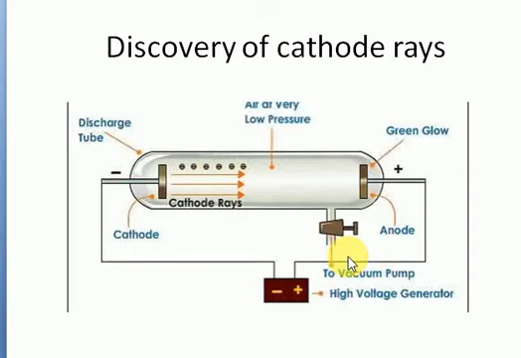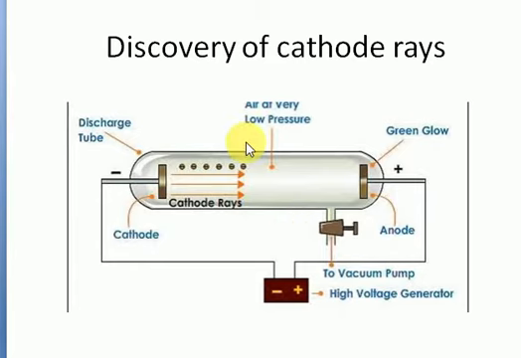Next topic is discovery of cathode rays. The apparatus used for discovery of cathode rays is called a discharge tube or cathode rays experiment. So what is a discharge tube? A discharge tube is a hard glass tube.